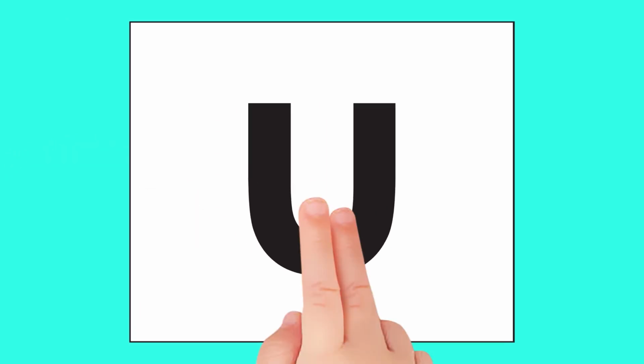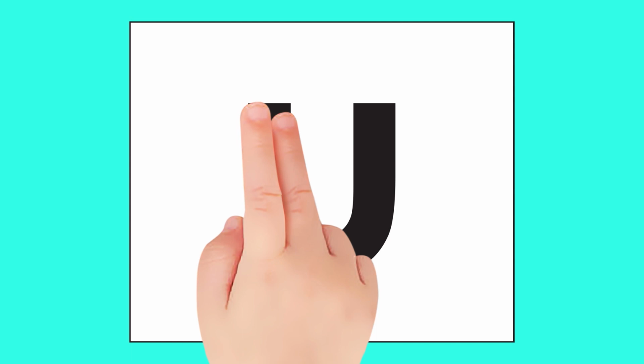This is small letter U. Now, we are going to learn by tracing. We start from here.